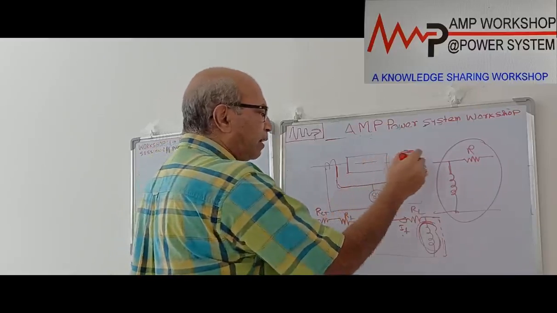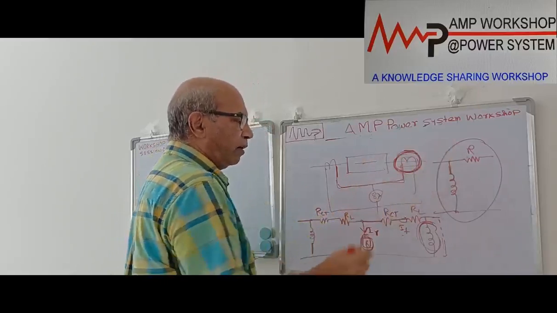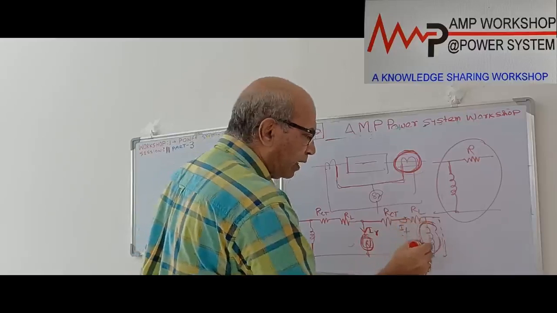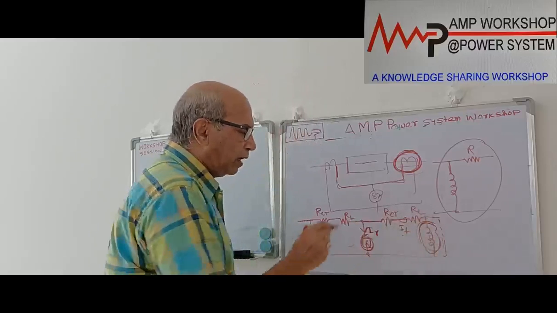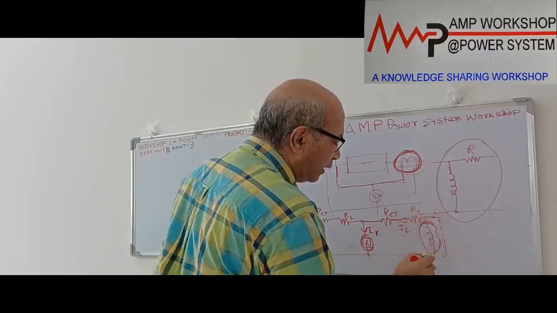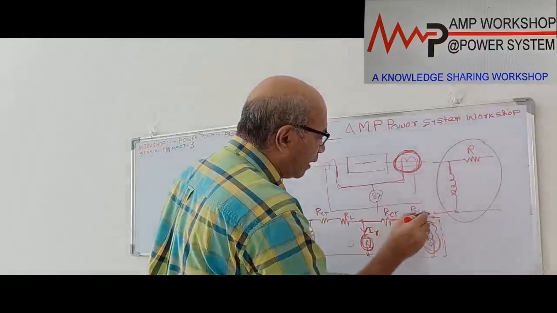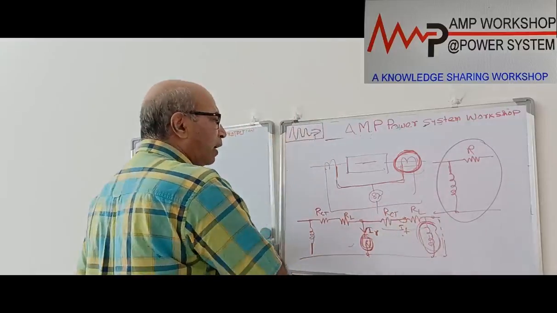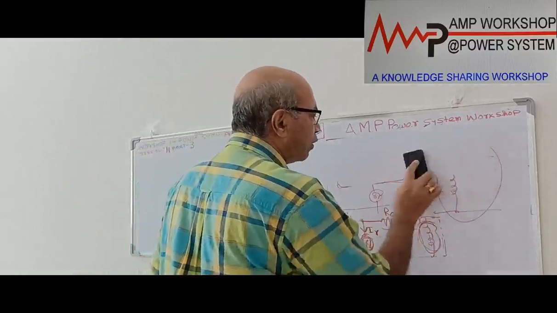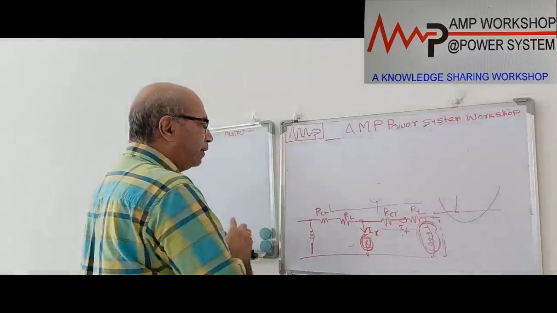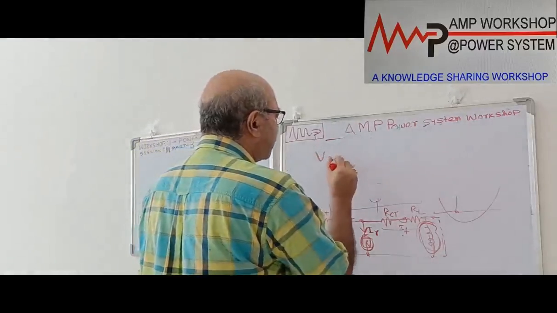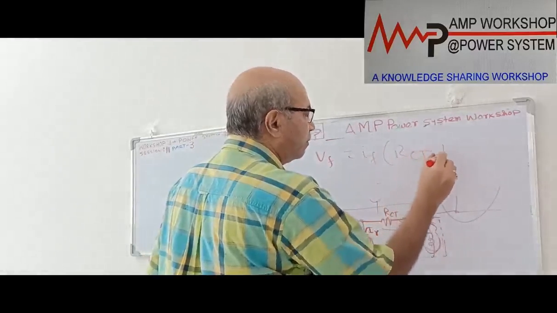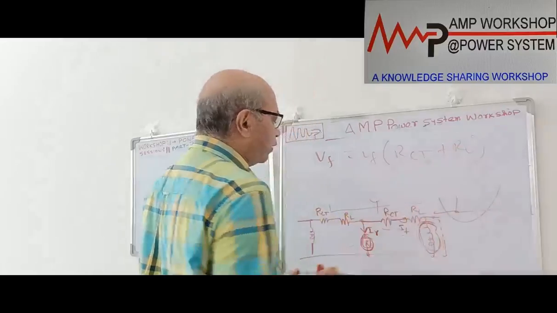This is the CT. Suppose this CT is saturated during fault. So at that time the fault current is flowing. Only this fault current is not passing through this, but it is passing through this. Due to the fault current between these two terminals, that means across the relay terminals, the current IF is flowing through this impedance. So there will be a voltage drop in this. How much voltage drop will be there? That voltage drop, if we say VF, then VF equals IF into RCT plus RL. This is the voltage drop.